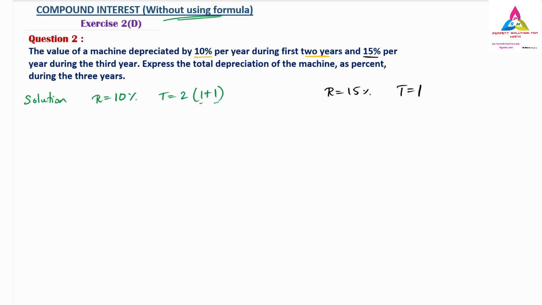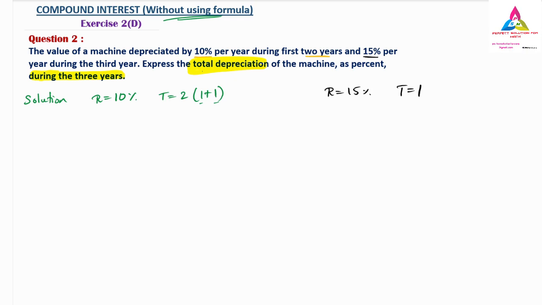So express the total depreciation. See the word given here: total depreciation of the machine as percent during the 3 years. Remember, they have given 3 years, not a single year. They have asked for total depreciation, not only the depreciation of the third year, or the second year, or the first year. Total means we have to add all the 3 years' depreciation. Next, they have given it as a percent. The percent remains as it is for the total depreciation. Why it is so, I will tell you. So this is the whole thing about the question.